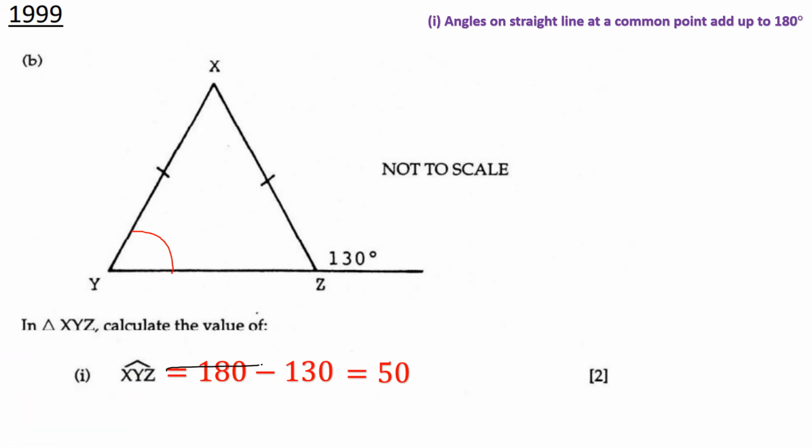So notice that the angle that we're trying to find is this angle, angle Y, because it says in triangle XYZ, calculate the value of angle Y. That's what we want, angle Y. And so if we want to figure out what angle Y is, we need to figure out what this angle is. Well, if we could get what this angle is, then we can get what this angle is because they are equal. So let's call this one M.